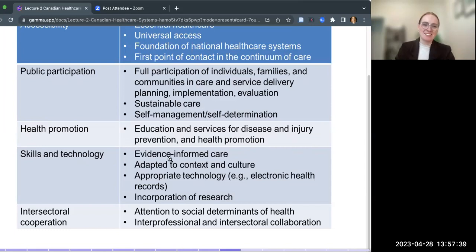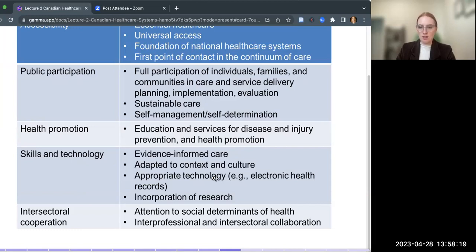Skills and technology. So we want evidence-informed care adapted to context and culture. So again, a complete lack of regionalization might make for an efficient system, but it might not be locally informed, and it might not be a good fit for the people using it. So figuring out how technology can enable versus disable the integration that we're looking for in primary healthcare, and incorporating research, so incorporating that evidence base into decision making, and of course the intersectoral cooperation.